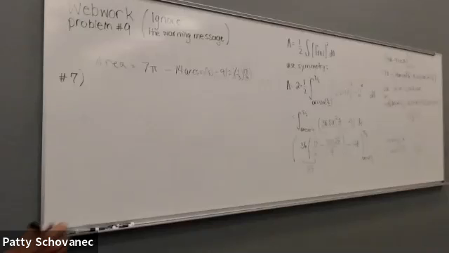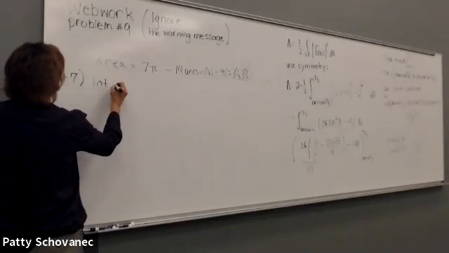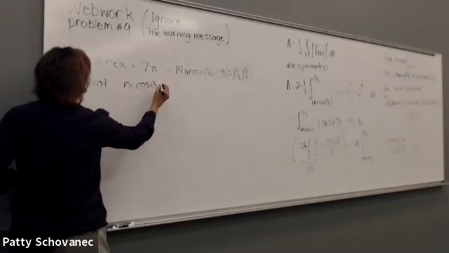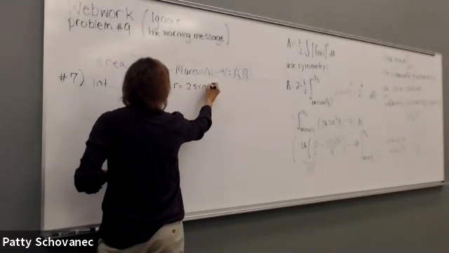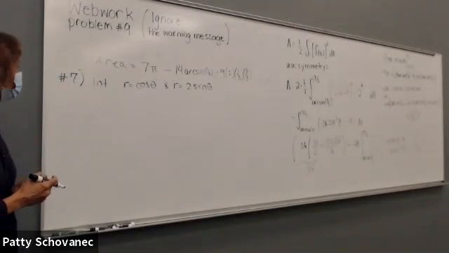It's the intersection of r equals cosine theta and r equals 2 sine theta. I think it's the intersection. You want to find the area of the intersection or just find the intersection? Find the area of the intersection.